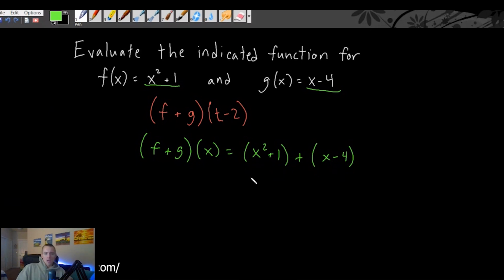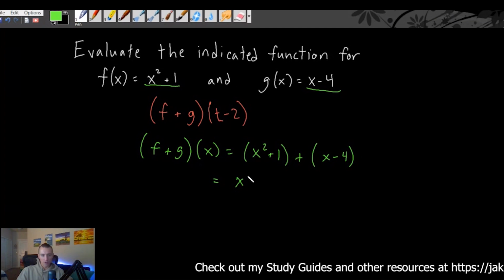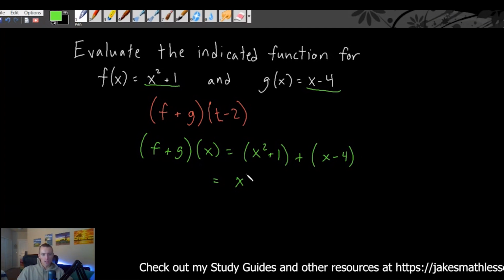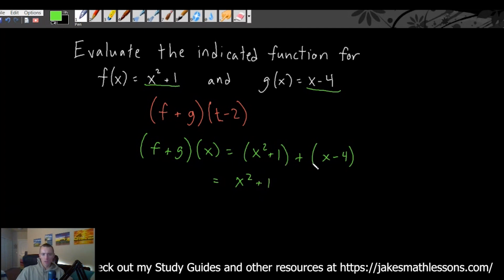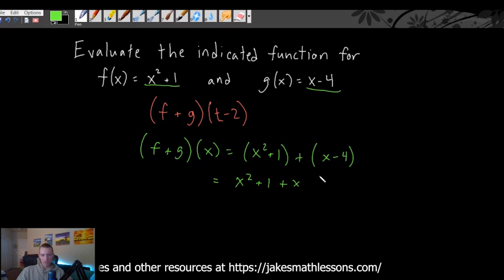Okay. Now we can think about how to simplify with these parentheses. So in this case, since we just have a bunch of stuff being added, this plus sign is going to distribute in there. That's not really going to affect it. This first set of parentheses isn't doing anything. There's nothing to distribute into those parentheses. So we're just going to get x squared plus 1, and then plus x, and then a positive and a negative makes a negative, so minus 4.